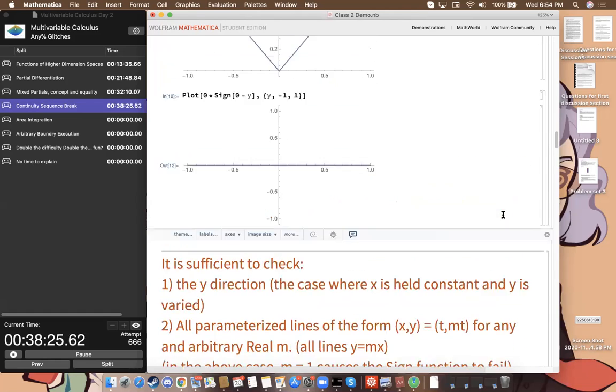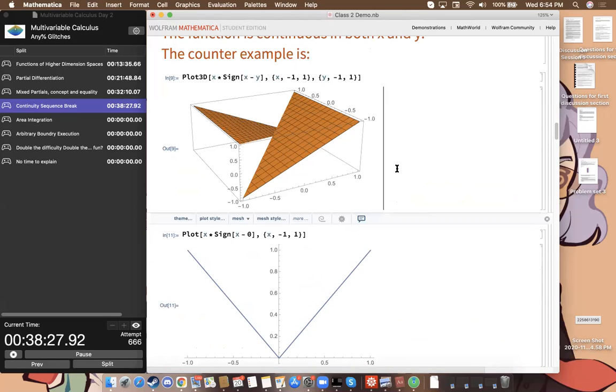But that's sort of how continuity works. And if anyone has any questions about continuity for higher dimensional spaces, I need to pause to drink a little bit of something to wet my throat. So.